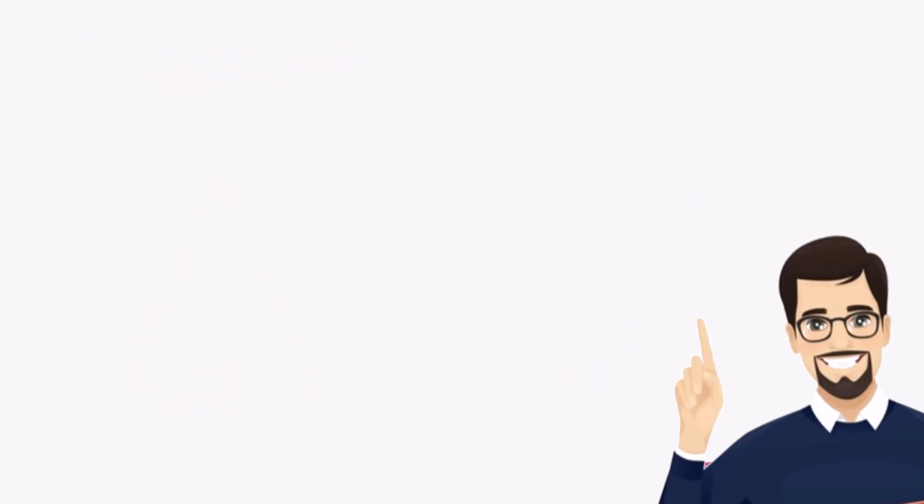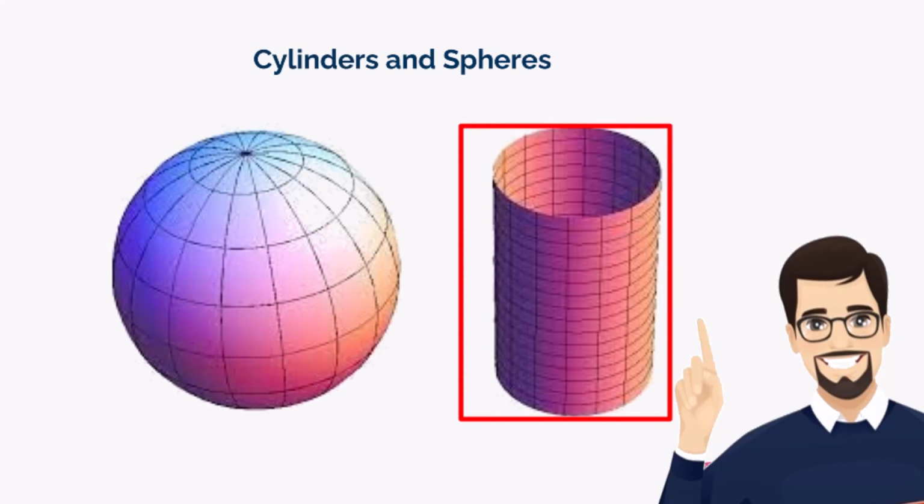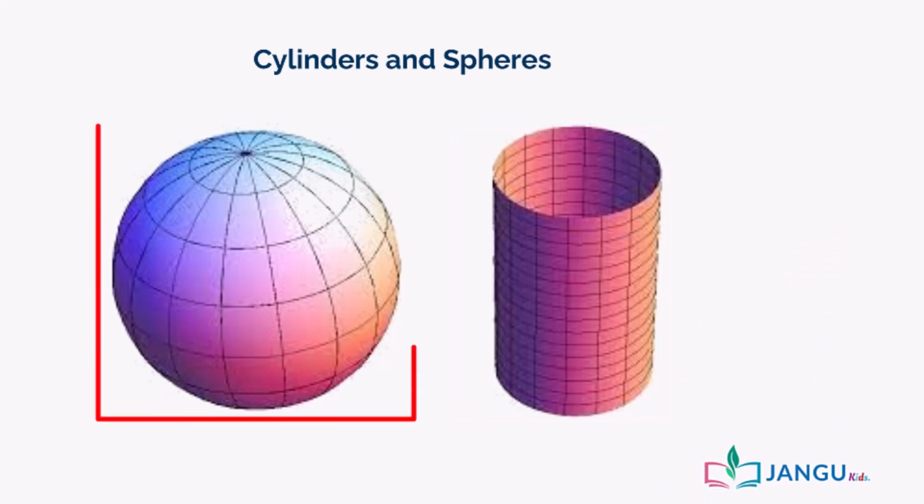Finally, let's look at cylinders and spheres. The top and bottom faces of cylinders are circles. The top and bottom faces are joined by 1 curved surface that has an equal length and breadth. Spheres, on the other hand, are three-dimensional figures that are perfectly round. They have no edges.